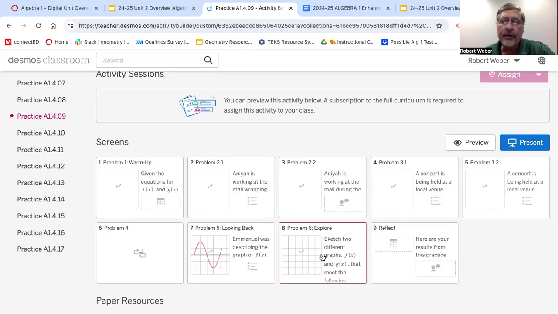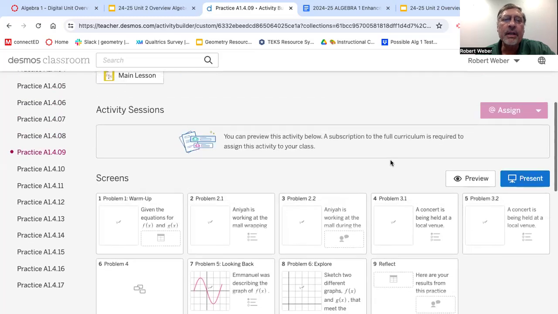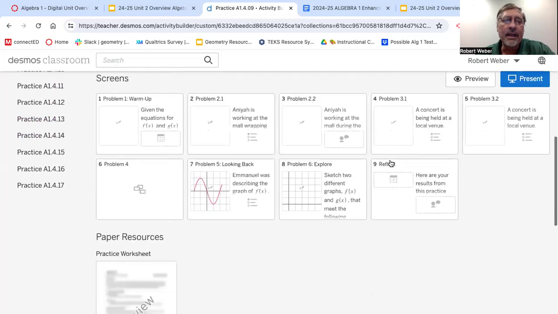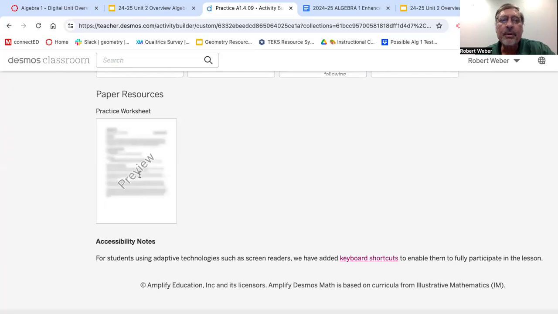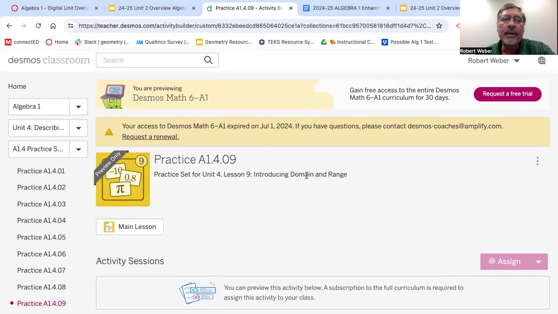The slides are there for your students to use, but a lot of you will say to me, my kids don't bring their technology. You could assign this outside of class. It also has paper resources for you to use. So that's what I like about what Desmos has done now. It's become more of a complete package.